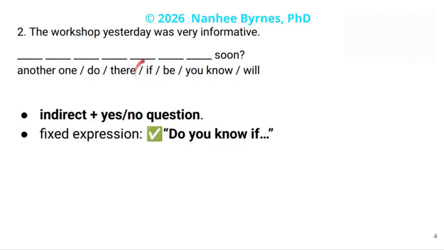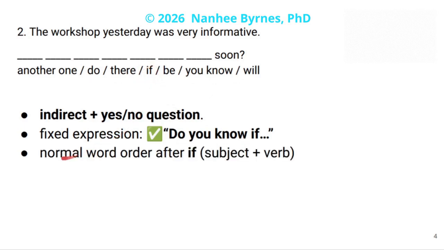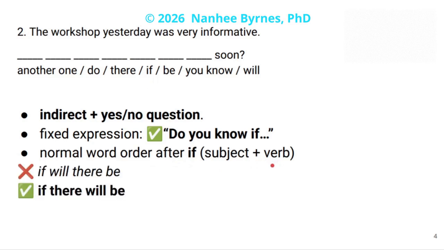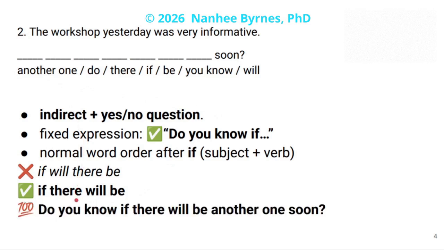Now, remember the rule. After if, we must use statement word order, not question word order. So we don't say, if will there be? Instead, we say, if there will be. Now, add the remaining idea. Another one. So the final sentence is, do you know if there will be another one?